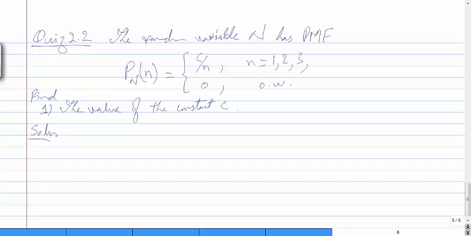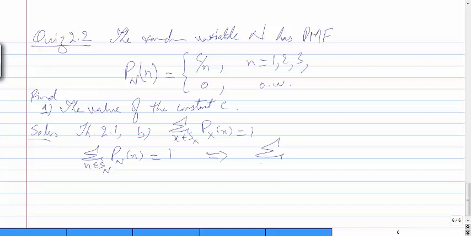We will refer to theorem 2.1 part B, which says that the summation over x belonging to S_X of P_X(x) is equal to 1. We use this. So when we apply this, the summation over n belonging to S_N of P_N(n) equals 1. There are 3 points, and this implies that the summation of n from 1 to 3 of P_N(n) is equal to 1.